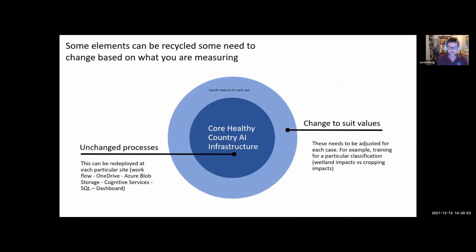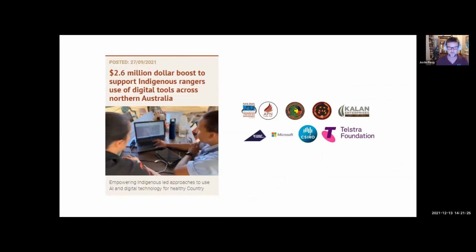The main thing to consider here is that there is some really good publicly available software now, where Healthy Country AI is available for people that want to use it. About 90% of those structures don't change as you shift around. It's just what you pointed at. About 10% of it changes the values. So what are the wetland impacts versus cropping impacts? It's really just a different vision problem that you point the AI at, but all of the data management piece can remain the same. It's putting some structure around that from an operational perspective.